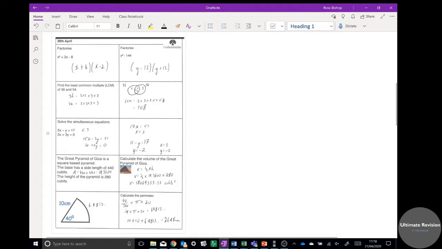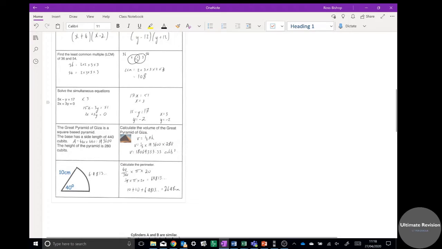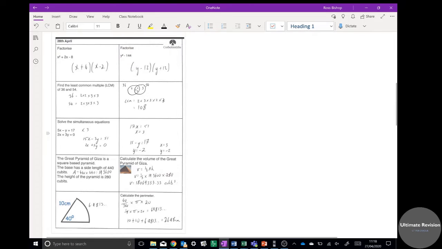Volume, again, this is the sort of question that might crop up in tomorrow's test. Volume is 1/3 times base area times the height. And again, this is another one that could come up. Perimeter is 40 over 360 times pi times d. Remember to add on the 10. Give yourself a score out of 6, and please do correct any work.